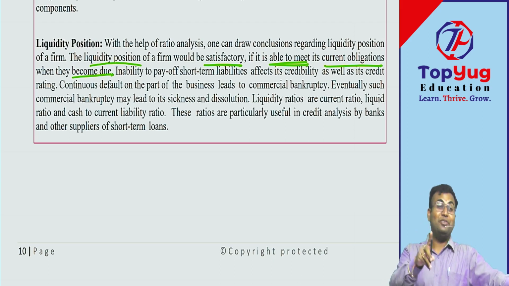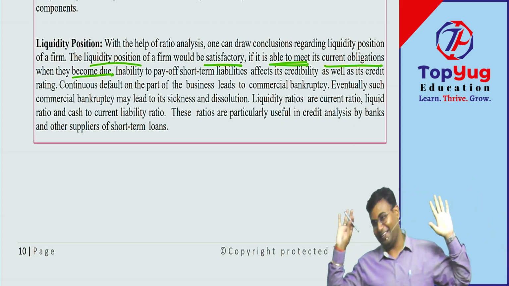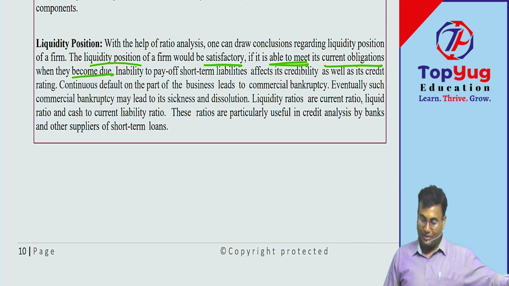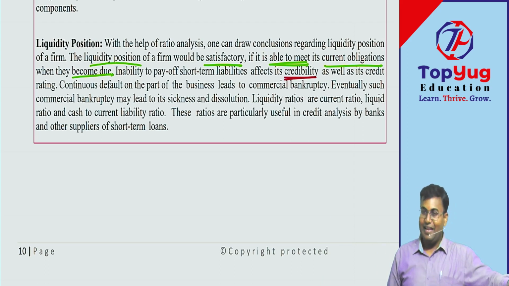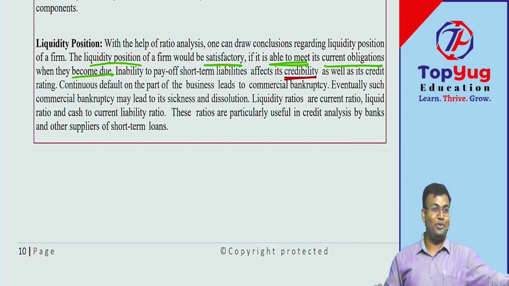So if you are able to meet your commitments, obligations whenever they are due, it is satisfactory. Otherwise, non-satisfactory. Inability to pay off short-term liabilities affects its credibility. Very important, underline. If you don't pay on time, can you expect a credit later? And suppose the friend who has given is a very shrewd person, he will go to each and every common mutual friend: this person has not paid me. Never ever try to even think of him as a good debtor.